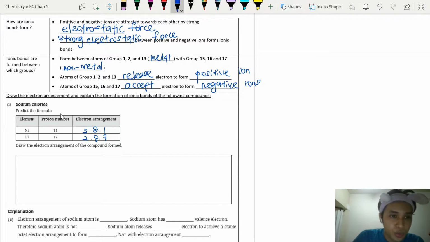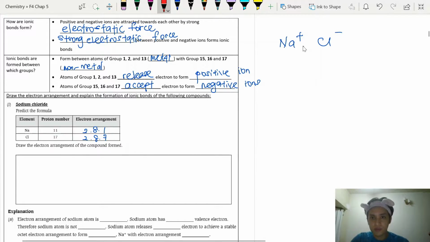We need to know the formula of the compound formed. Of course, you know that sodium ion and chloride ion combine to form sodium chloride. In chapter 3, we learned about formula. You switch, cross the charges, bring down, and then you get NaCl.